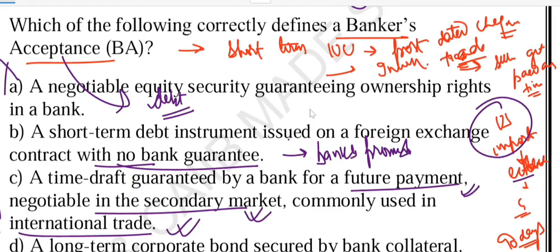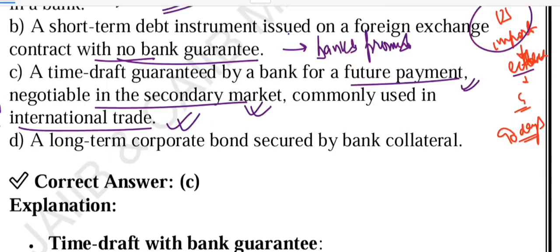What about option D? A long-term corporate bond secured by bank collateral. No, this is also wrong. It is not a long-term corporate bond. Rather, it is a short-term instrument, quite short-term. So the word long-term is wrong.